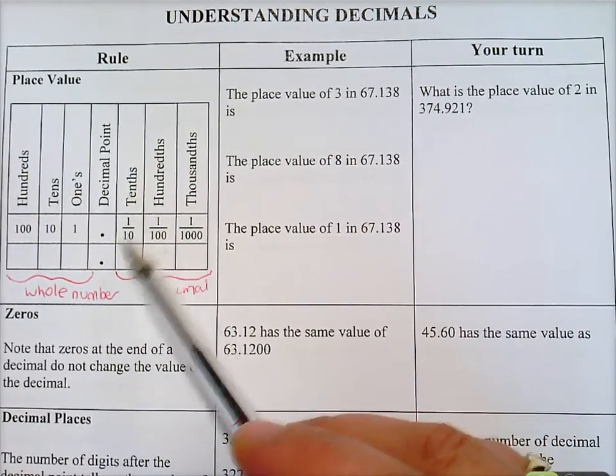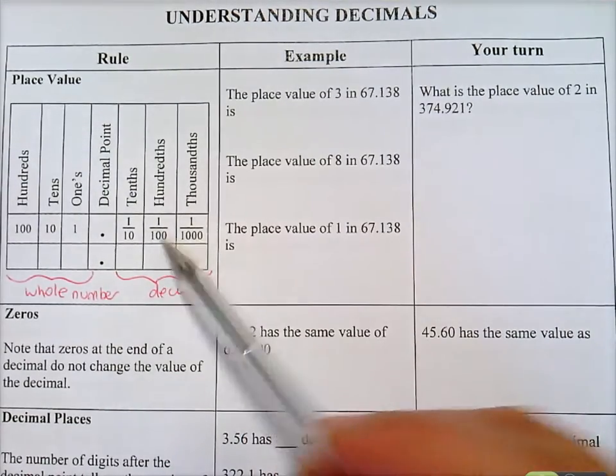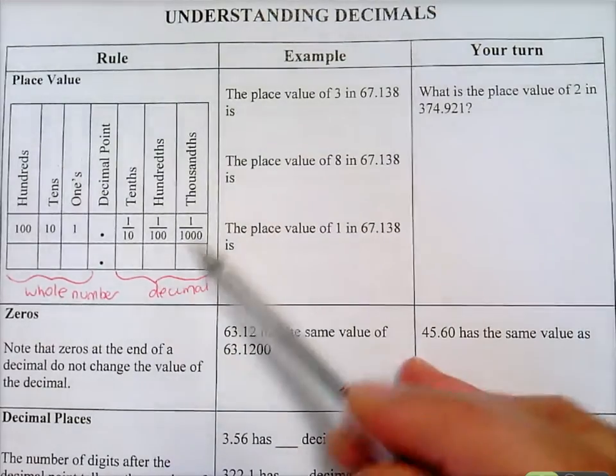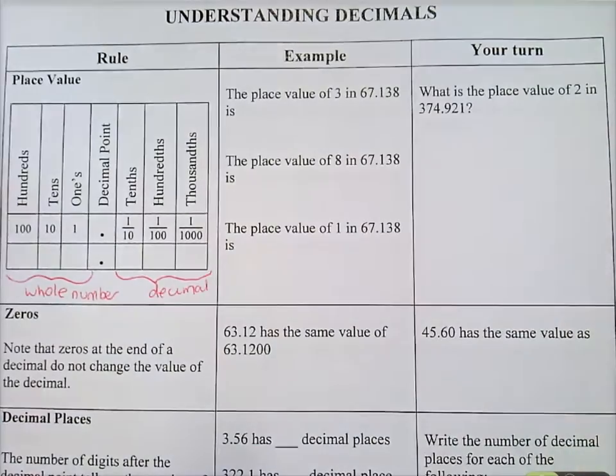So you've got ones, tens, hundreds, but then all of these columns: tenths, hundredths, thousandths. So a tenth is 1 out of 10. It's 1/10. Hundredths is 1 out of 100. So if you can imagine 100 blocks and you've got one of them, 1 out of 100. And the thousandths column is 1 out of 1,000.